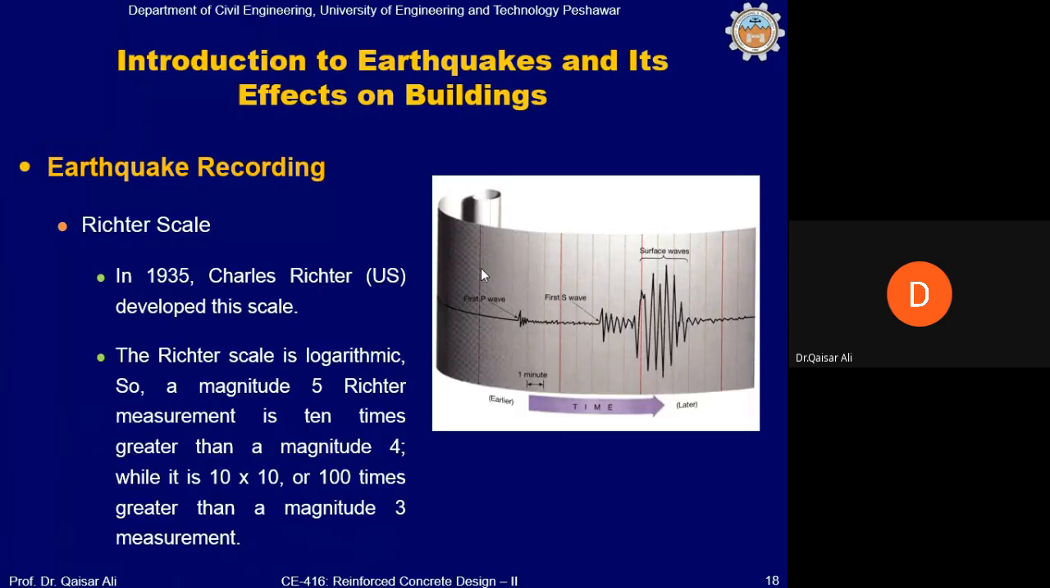And you would have also heard the name Richter scale. This was basically developed by Charles Richter in 1935, a US seismologist. The Richter scale is logarithmic, which means that a magnitude 5 Richter measurement is 10 times greater than a magnitude 4, and 10 by 10, or 100 times greater than a magnitude 3 measurement. You know these things, so there is no need to further explain. You can study the book of seismology.